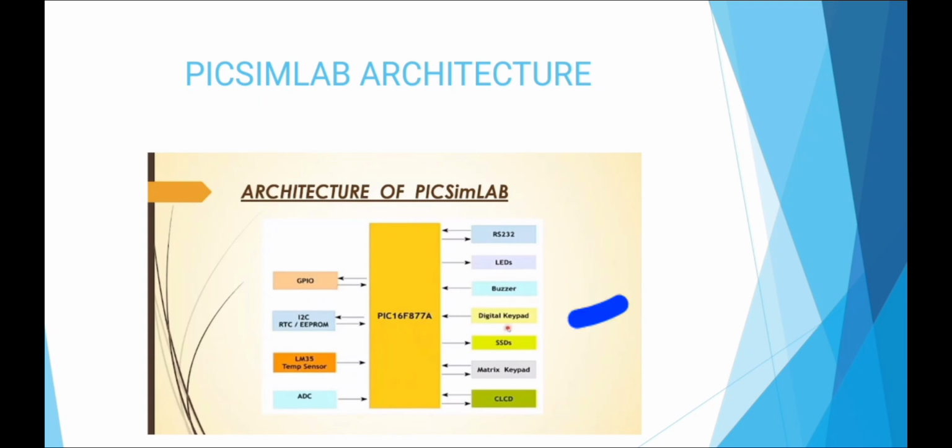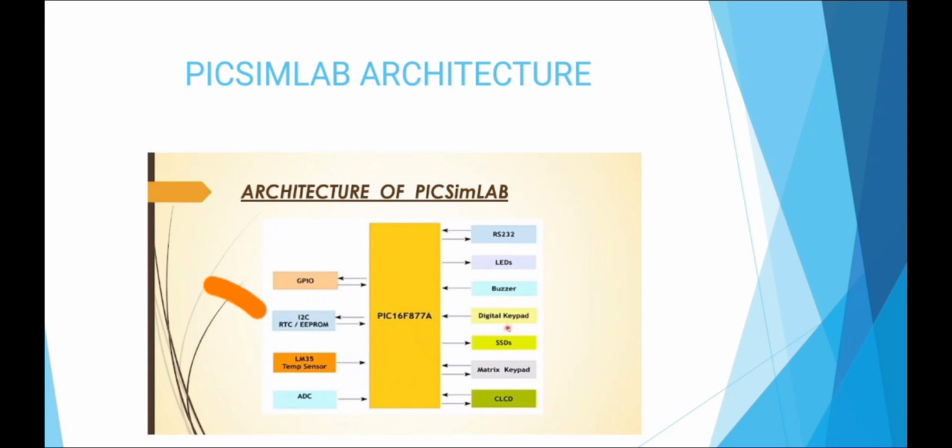Then the digital keypad is used for giving input to the microcontroller. Then the SSD is used to access the data faster and improve the performance. Then the matrix keypad is used to select the mode, temperature, erase, clear, and many more. We can give input to the microcontroller by using the matrix keypad. Then the LM35 temperature sensor is used to detect the temperature of the microwave oven.